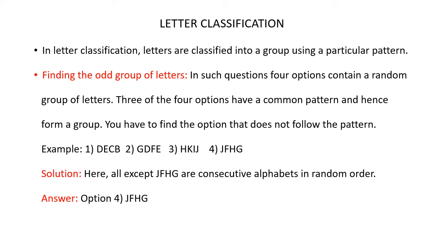For example, option 1 DECB, option 2 GDFE, option 3 HKIJ, option 4 JFHG. When you look at these 4 options, you will see that other than JFHG, the other 3 options form a group because they have letters which are consecutive alphabets arranged in a random order. For example, in option 1, B, C, D, E are consecutive alphabets arranged in a random order. In option 2, D, E, F, G are consecutive alphabets arranged in random order. In option 3, H, I, J, K are consecutive alphabets arranged in random order.